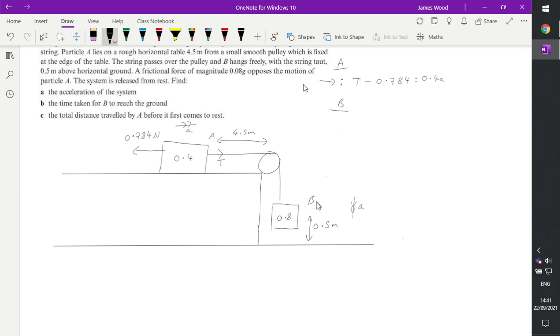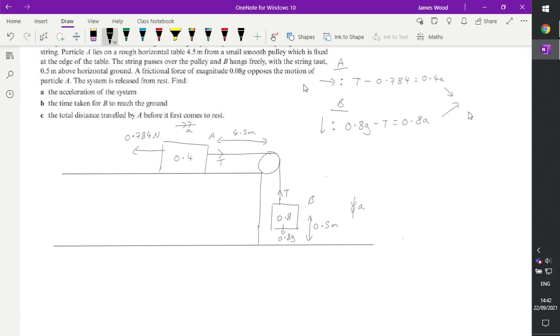For B, I'm going to resolve downwards. So we've got this weight going downwards, which is 0.8g, and there's a tension upwards, just like in the last pulley question. So we have 0.8g minus T equals 0.8a. And again, we can solve these equations by adding them together.